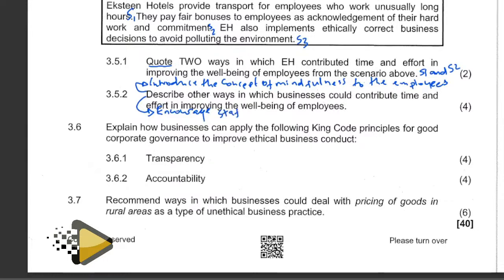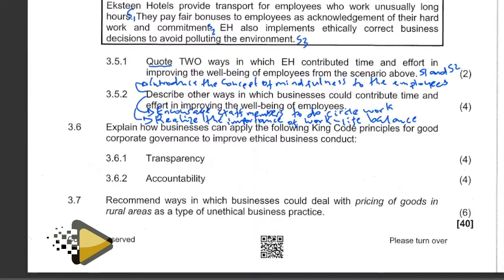Okay, right? Then we also said that they should always encourage staff members to cycle to work. And then the last but not the least, the business should realize the importance of work-life balance. Okay, right. Now let's move on to the next question.